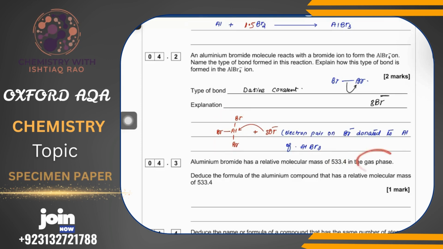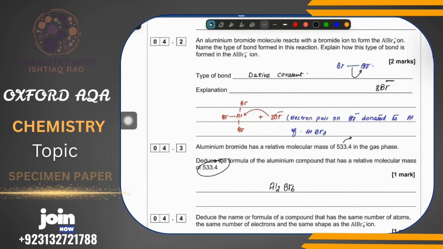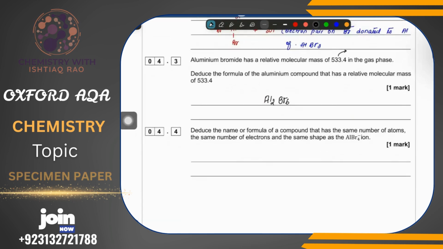So of course they are saying in a gas phase. Remember, in a gas phase, aluminium bromide combines with another aluminium bromide. It's going to form a dimer. Mer means part and di means two. So it's going to form Al2Br6. Can you find out the Mr of this one? Does it match with 534? Yeah, 534. So that's the formula of the aluminium compound that has a relative molecular mass of 533.4.